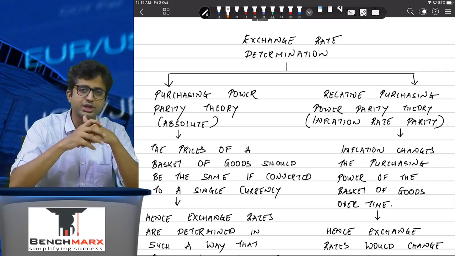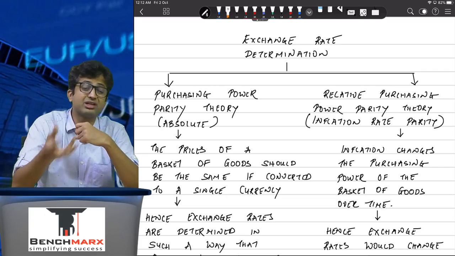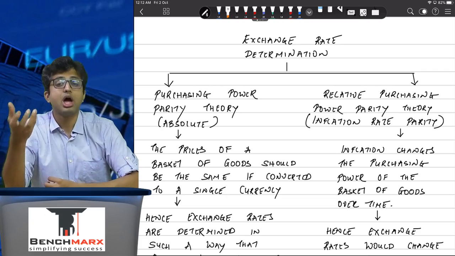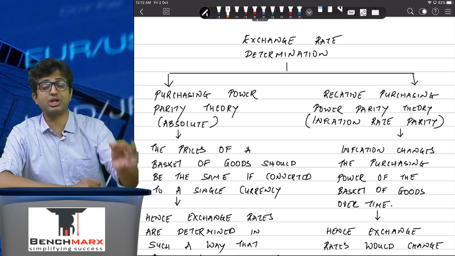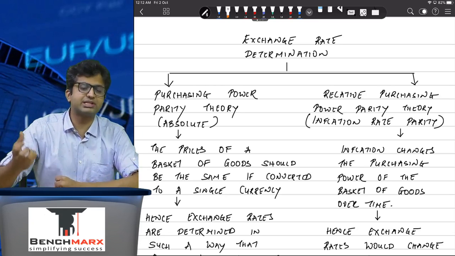Well, a derivation of this is, if the exchange rate is determined based on the purchasing power, it should change if the purchasing power changes. And why does the purchasing power change? Well, it changes because of inflation. Inflation eats up your purchasing power.